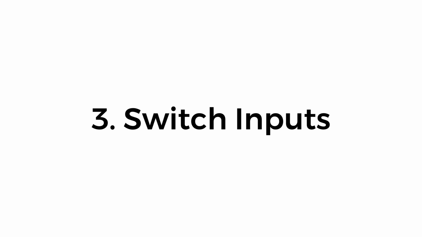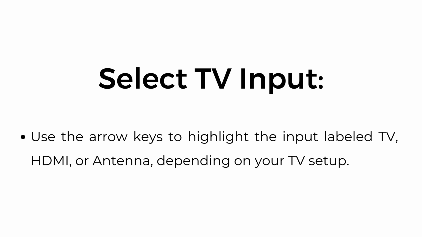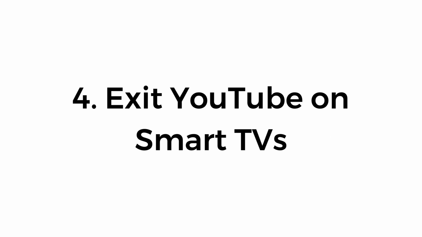3. Switch inputs. Access the input menu. Press the input or source button on the remote. Select TV input. Use the arrow keys to highlight the input labeled TV, HDMI, or antenna, depending on your TV setup.